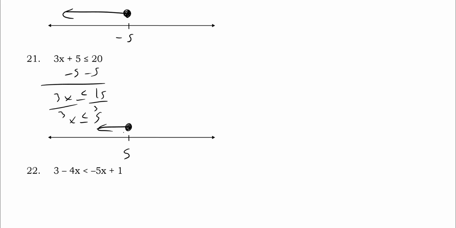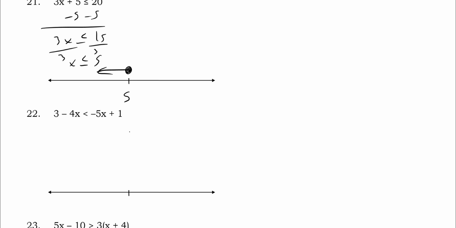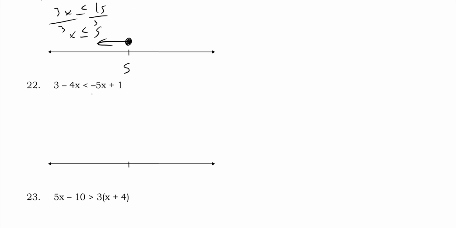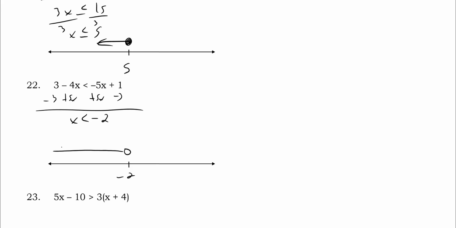Okay. This one, move the x's over. So I'm going to add 5x to both sides and subtract 3 from both sides. So I get positive x, 1x, is less than negative 2. And you're done, actually. So negative 2 is here. It's an open dot, and it points this way, same as the inequality.